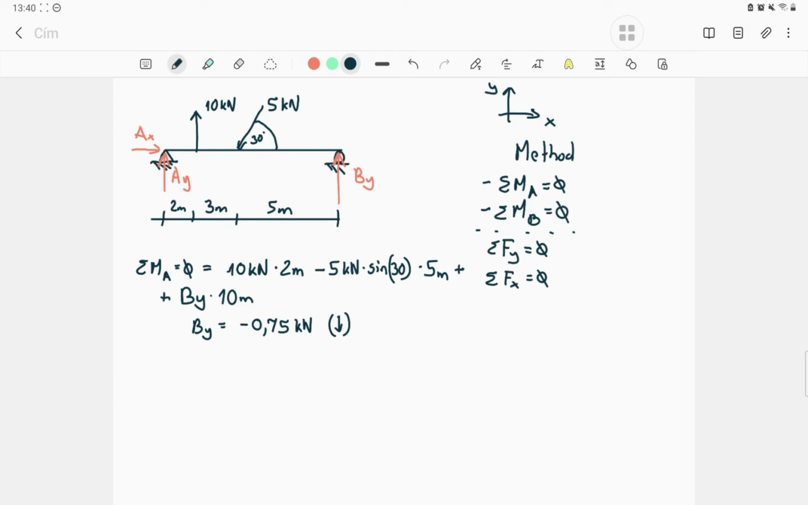Later, as you see in the method, we will check it. Now this is just a result, maybe good, maybe not. We have to continue.